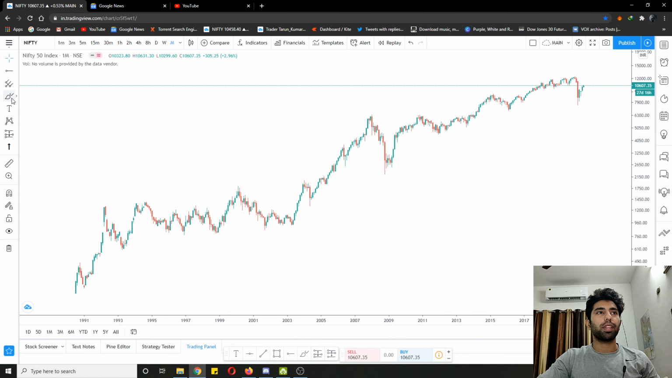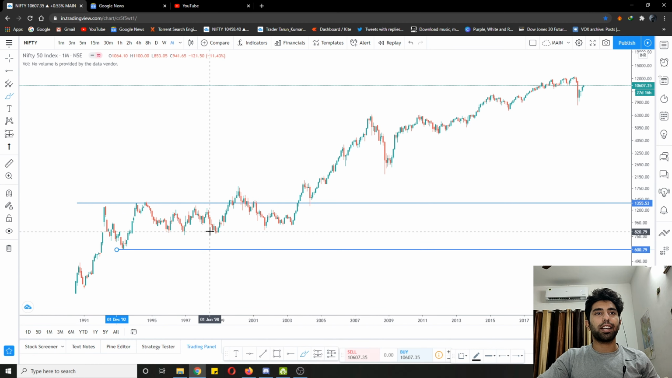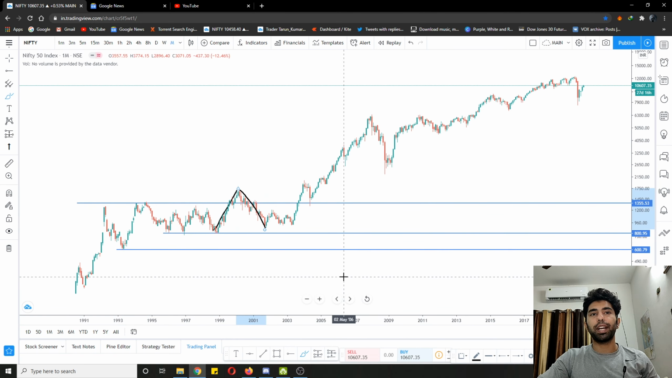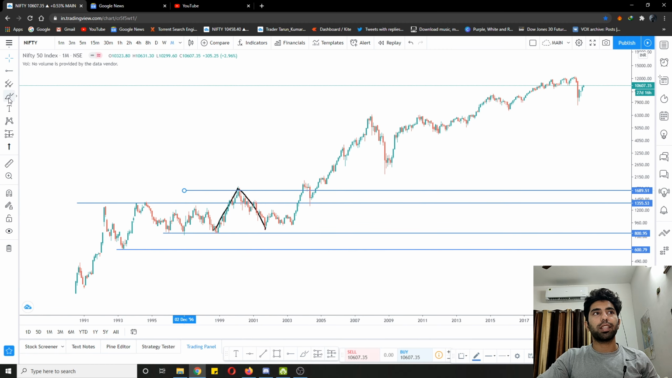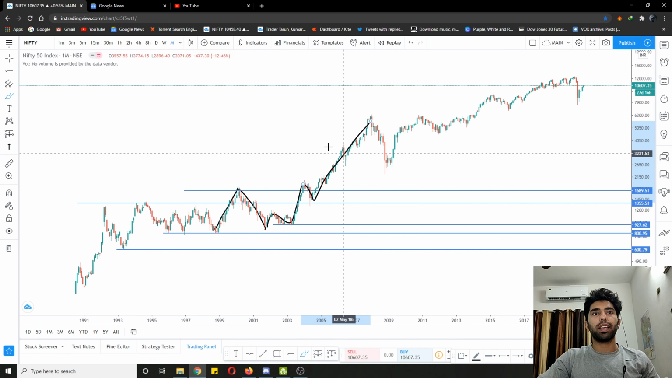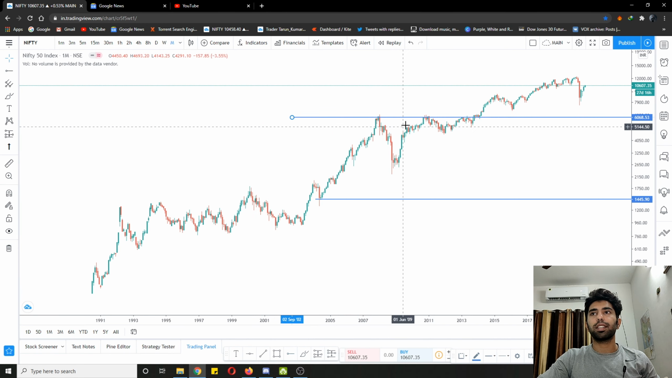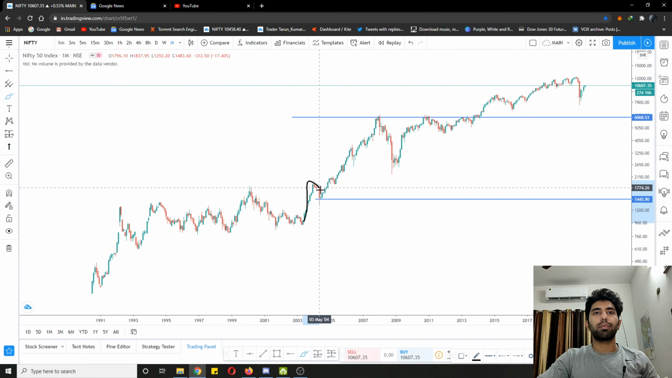So if we start from here, the initial resistance was here, the initial support was here, and then it was taken out, but this was the low. Then the next low was at 800. The market came down, but it never went below 800. And this high was taken out again by the market. Now 927 becomes support, then we get a small dip, then we move higher. Now at this point, 6000 becomes our resistance, and 1500 becomes our support. So the market came down for a correction, which some people call a crash.